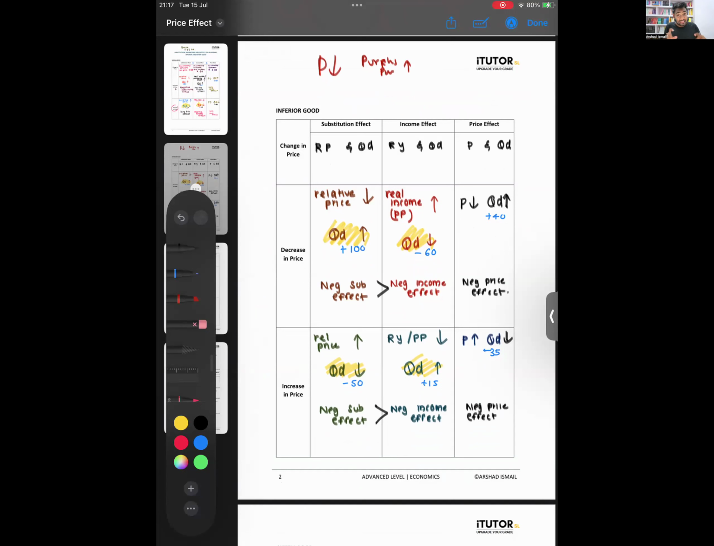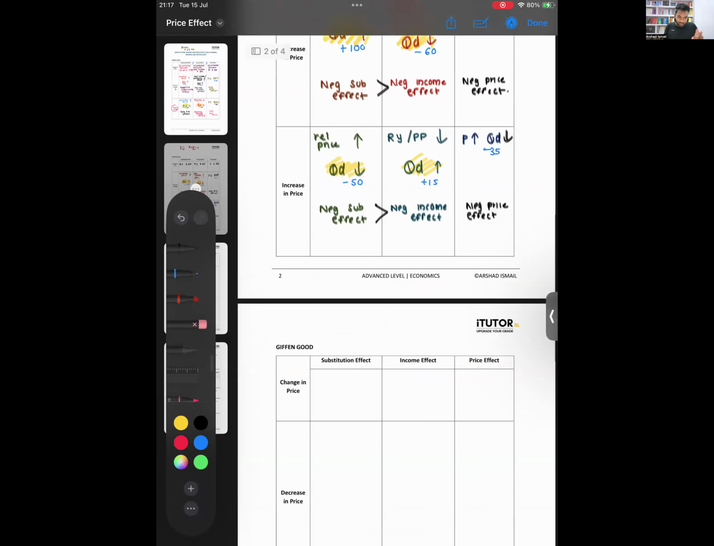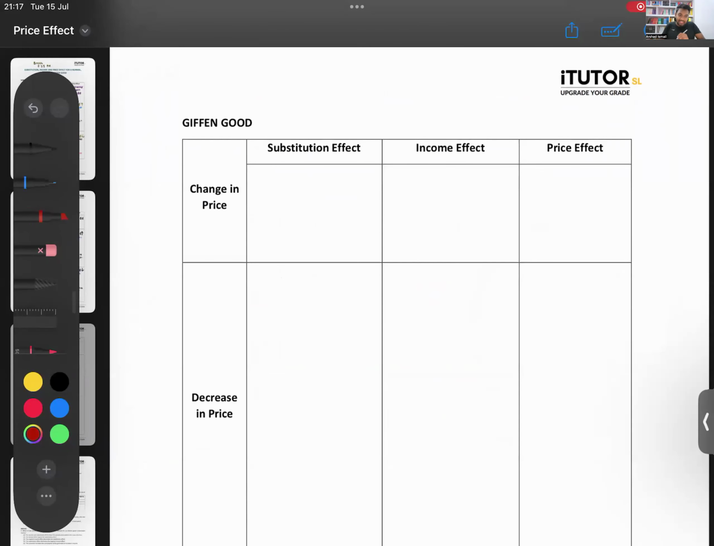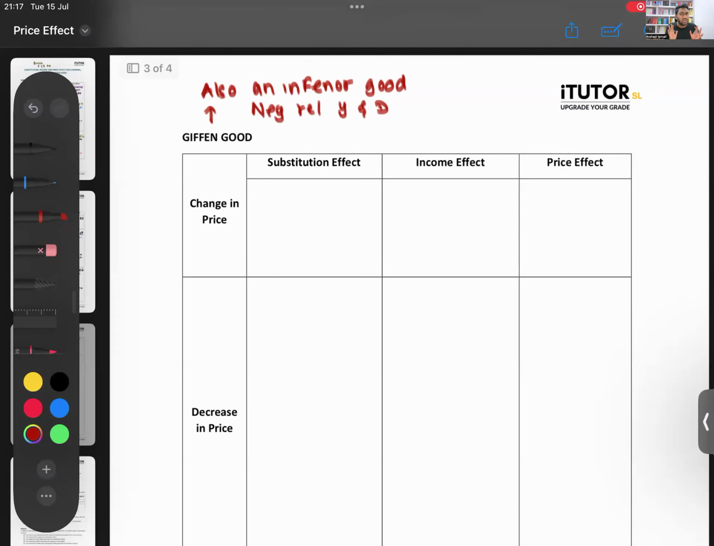Now we'll go into a Giffen good. Now, what is a Giffen good? We'll talk about that a little later also. A Giffen good is also an inferior good. So when I say also an inferior good, what does that mean? That means there is a negative relationship between income and demand. So what is an inferior good? An inferior good is a good that has a negative relationship between income and demand. So a Giffen good is also an inferior good.